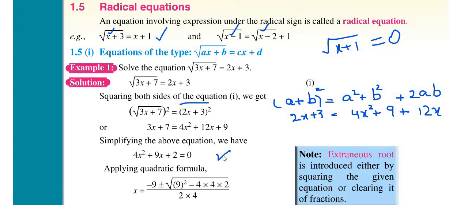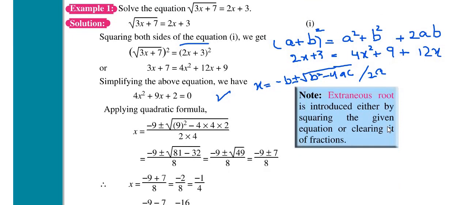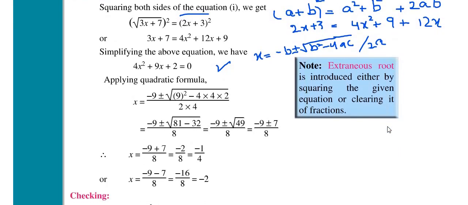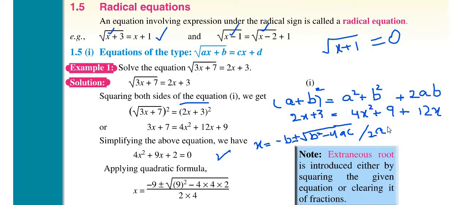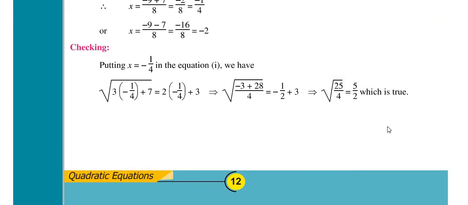Now apply the quadratic formula, which we discussed in our previous lessons. Minus b plus or minus square root of b square minus 4ac, divided by 2a. Apply this to the equation. A is 4, b is 9 and c is 2. After simplification, you will get 2 roots of the equation, that are minus 1 by 4 and minus 2. Now put these roots one by one in the given equation, square root of 3x plus 7 equals 2x plus 3, and check whether they satisfy the given equation or not.